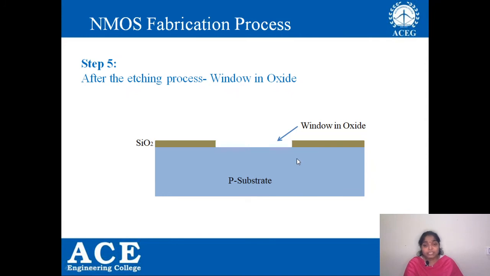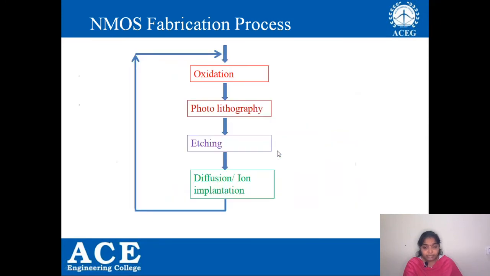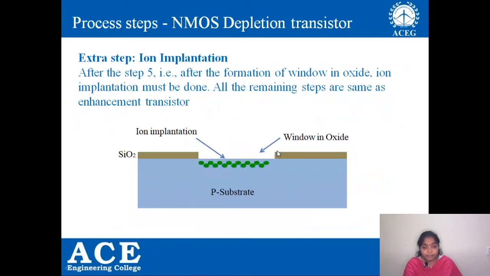So only one extra step is going to be added after this window in oxide step. After this window in oxide, you are going to have N ions implanted here, just beneath the silicon dioxide layer, in order to form the channel. So that is the only extra step I am going to discuss here.